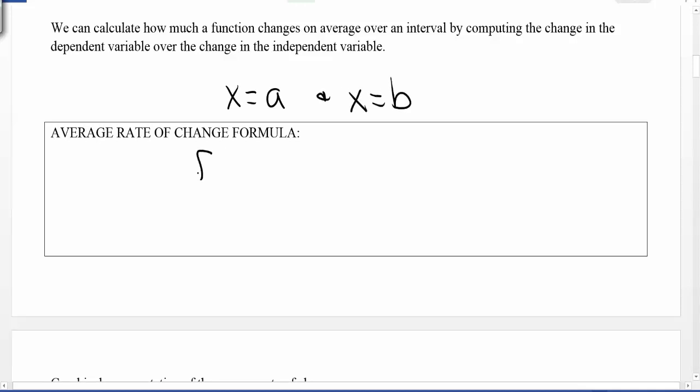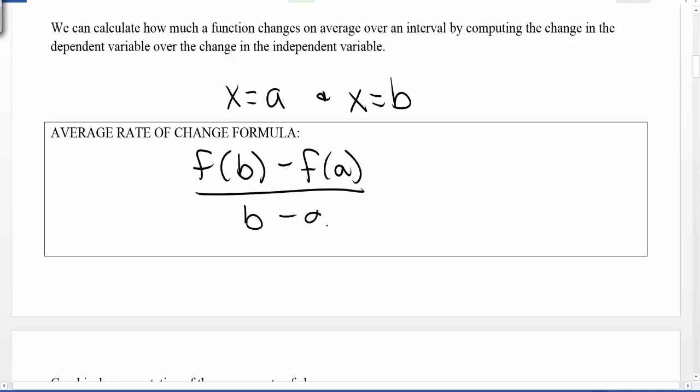So our formula here for average rate of change is going to be f of b minus f of a over b minus a. So again, when you're looking between 2 points, it doesn't actually matter how you pick your a and your b as long as you're consistent. So when you have an x value of a, the corresponding y value is f of a. And when you have an x value of b, the corresponding y value is f of b.